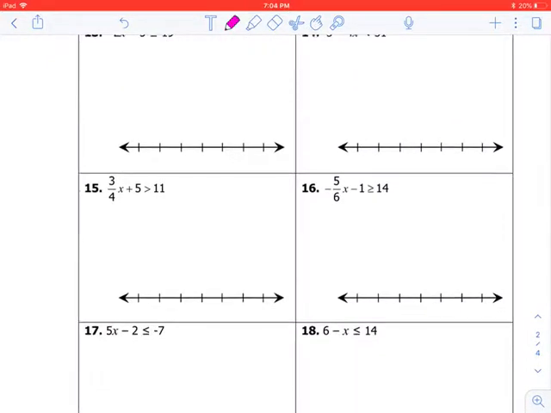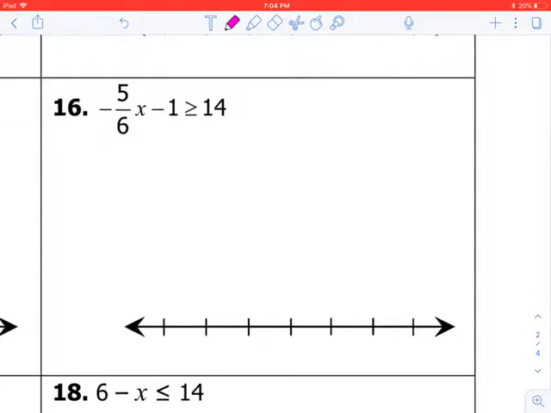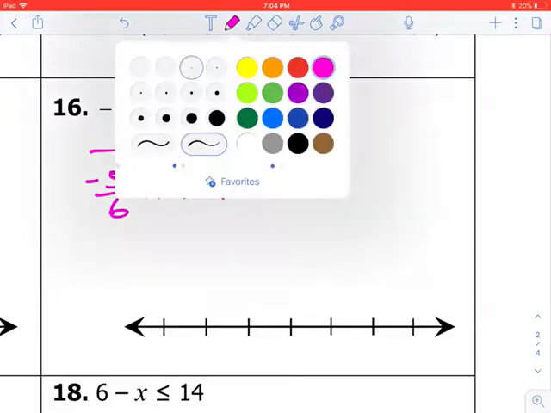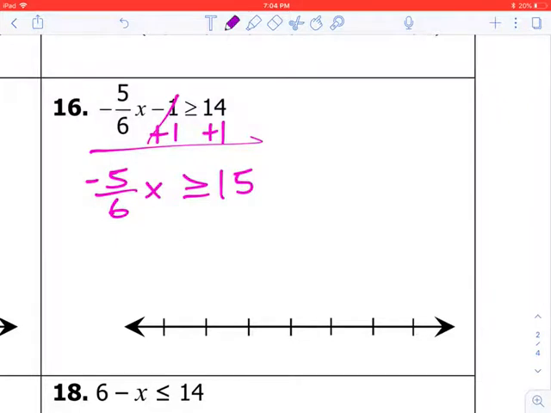Let's do number 16. Got a fraction here. So in this case, I've got plus 1 on both sides, negative 5 over 6x, greater than or equal to 15. I'm going to get rid of the fraction by multiplying by the bottom number. So I multiply by 6. Nothing's flipped yet. I've got negative 5x greater than or equal to 15 times 6, which is 90.